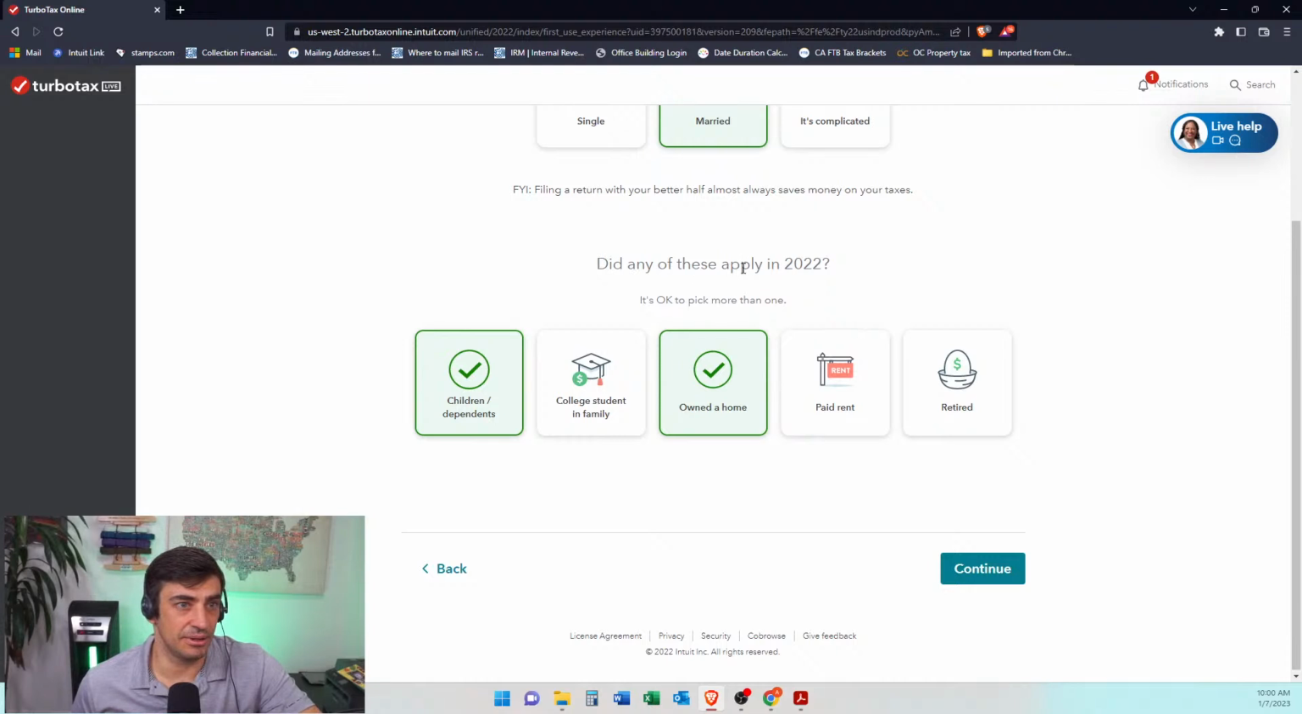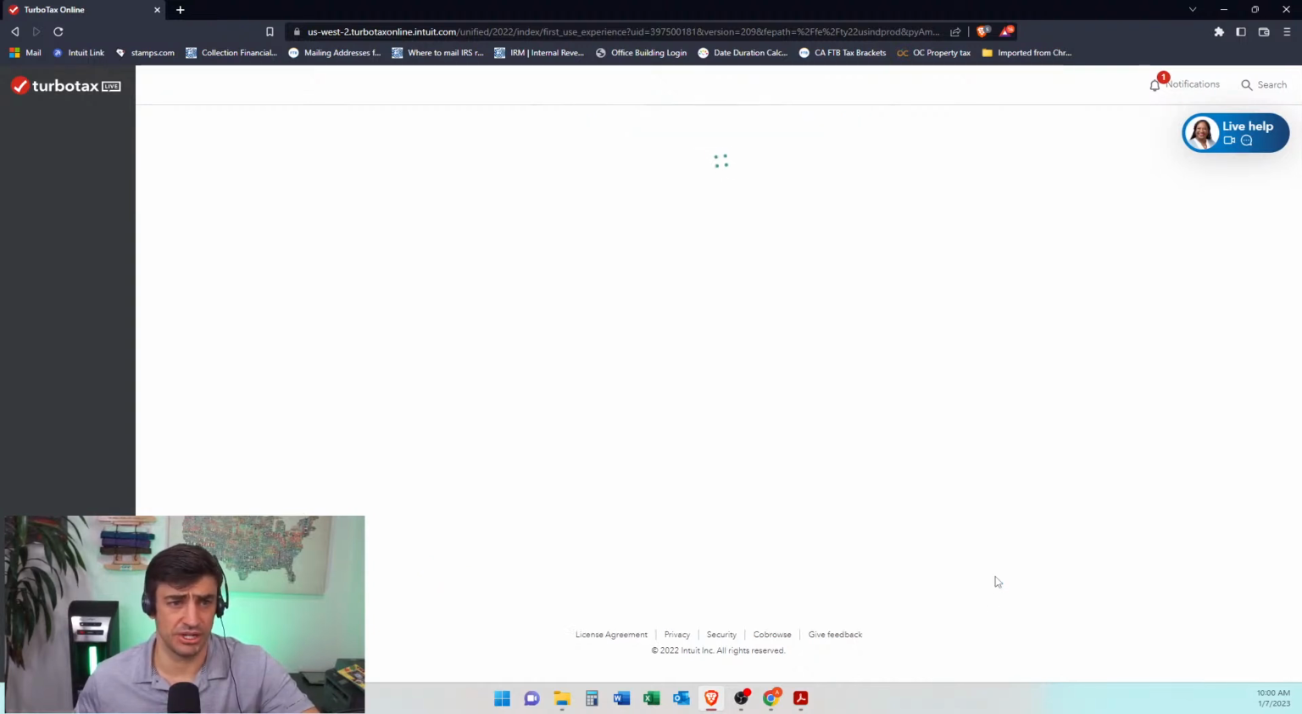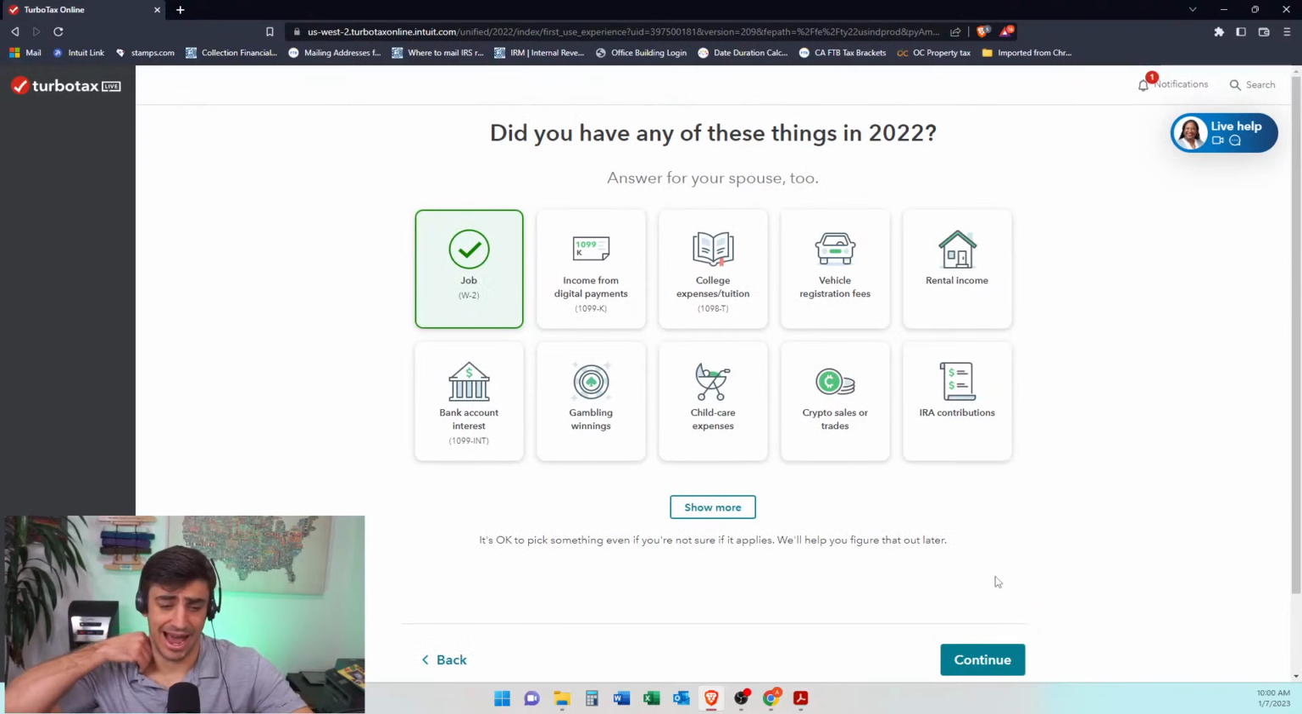Did any of these apply in 2022? We're just going to stay away from this. I'll get back to any of this, though. This is just to help in terms of what forms TurboTax is going to request. But I'm almost positive you can always go back and input any forms, maybe if you didn't check any of these boxes here.